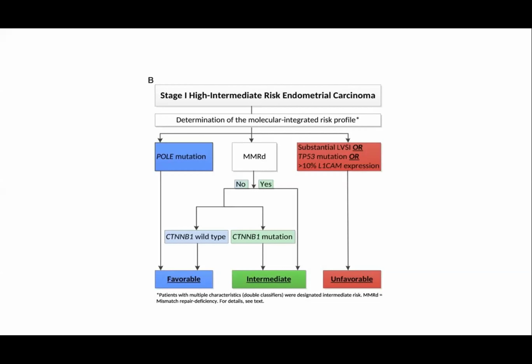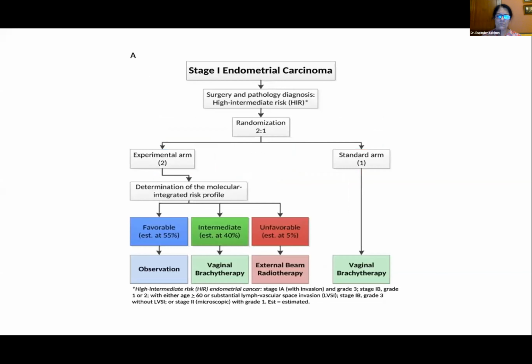We would, as we mentioned, just go by the stage and the subtype. Can you have the next slide? It shows a potential stage 1 endometrial carcinoma, which is high intermediate risk based on the POLE and the MMR. The intermediate and unfavorable one can decide the type of radiation to be given. So this possibly is futuristic.